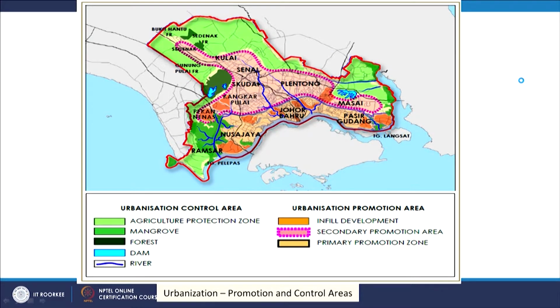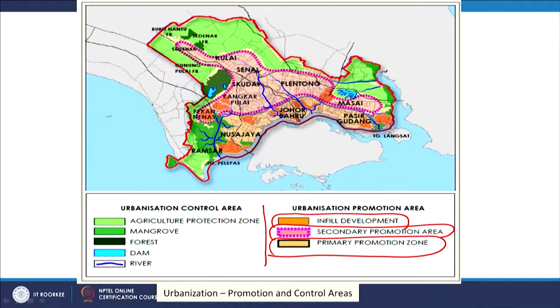They have analyzed the whole region and divided it into several sub-regions. One is the primary promotion zone where the major urbanization will be promoted. Second is the secondary promotion area where urbanization will be promoted, but with some restrictions or controls, and there will be some infill development. The meaning of infill is that the development is all there, but to strengthen it and make it compact, there will be redensification, so that the infill could be more compact and more population can come there.